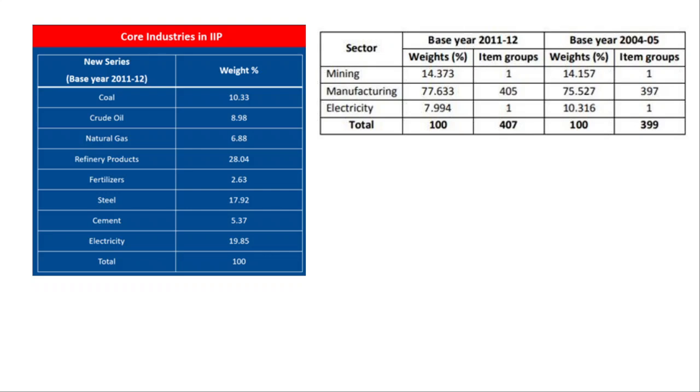The index of industrial production takes into account all these core industries. If you look here, sector-wise, you have the mining sector, manufacturing sector, and electricity. This is the base year 2004-5, the old one, and this is the new one with base year 2011-12. If you look at it, manufacturing has the highest weightage, 77.6, and there are almost 405 groups in it. Under this manufacturing, there are 405 items. Mining only one, 14%.